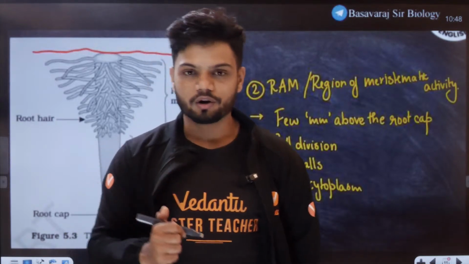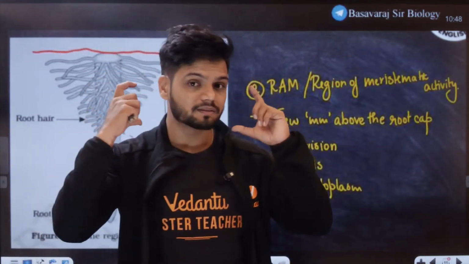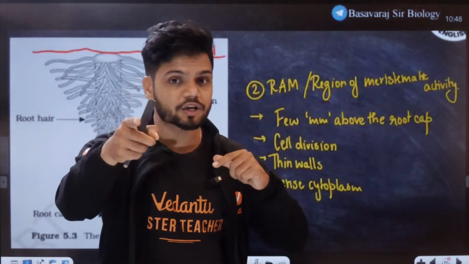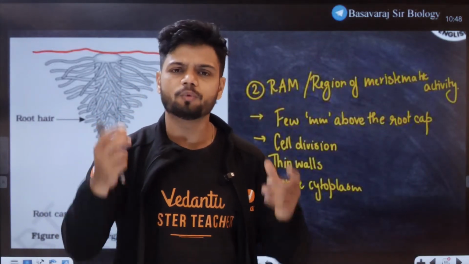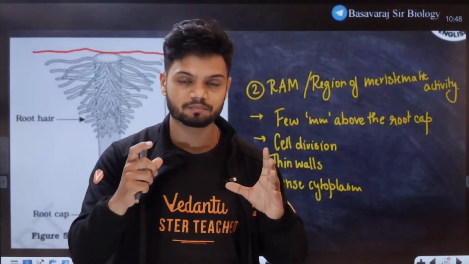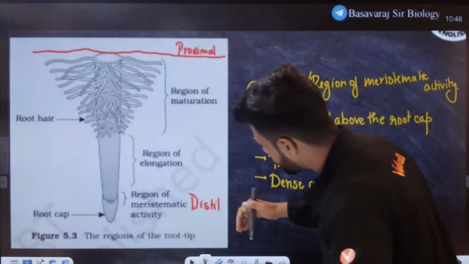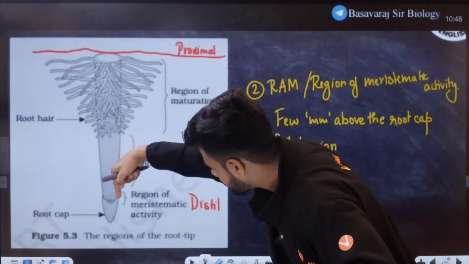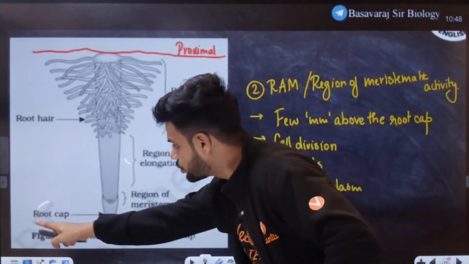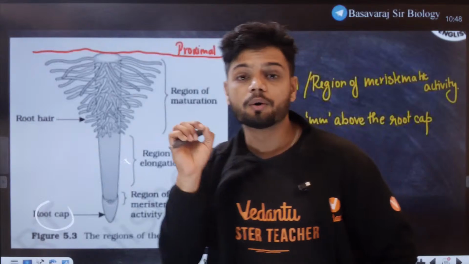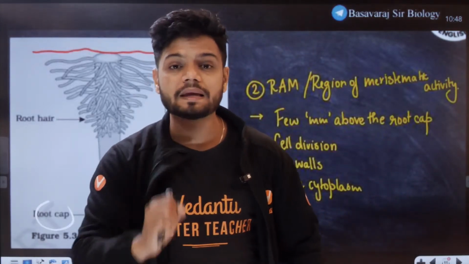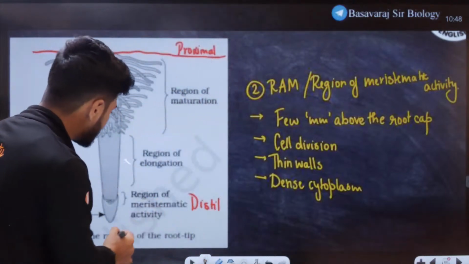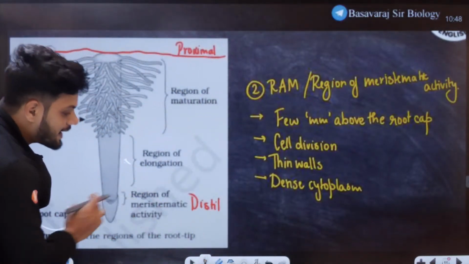Now, if you go on a bike, you wear a helmet. Why? Helmet is for protection. When you go on a bike or scooty or whatever, you wear a helmet. Similarly, when the root is developing, when the root is growing, this root cap is mainly for protection. Protecting what? Root apical meristem.